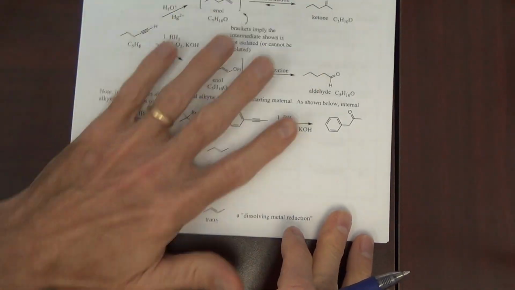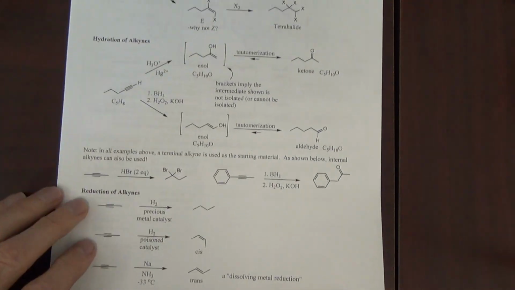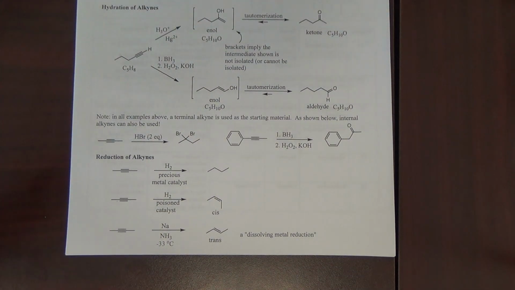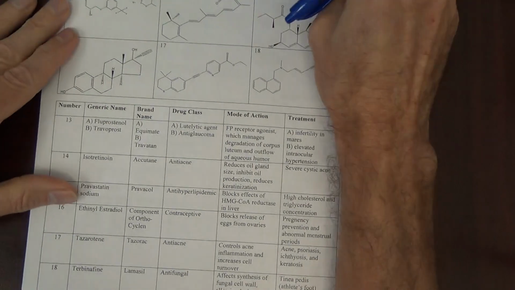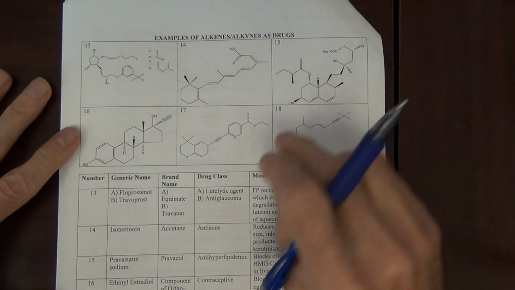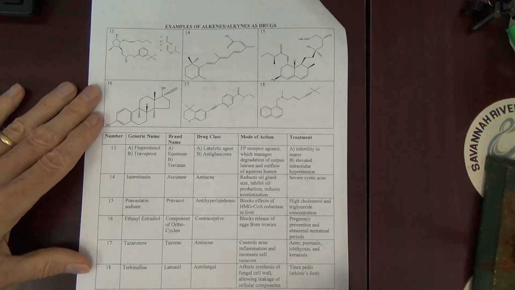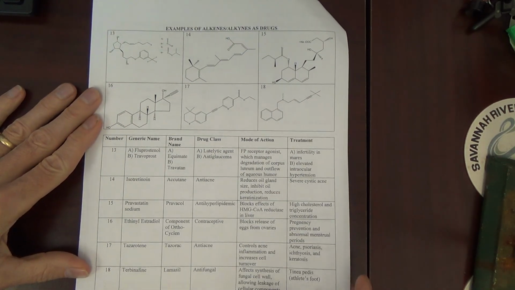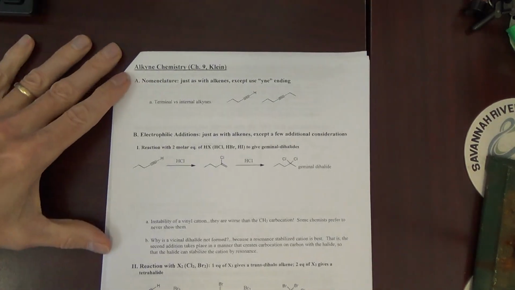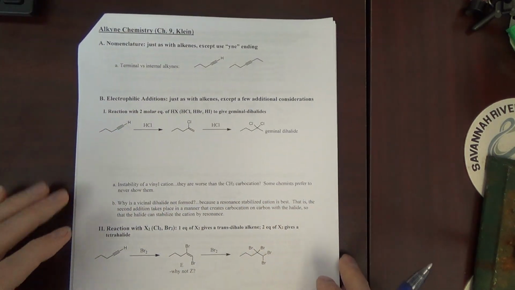Okay, that's a very brief overview there. We'll be coming back to that, and you can use this page as reference. On this page here, I show you some examples of drugs that contain alkynes or alkenes. Let's get started, and we'll begin with nomenclature, and I'll do that in this video rather than a separate nomenclature video.